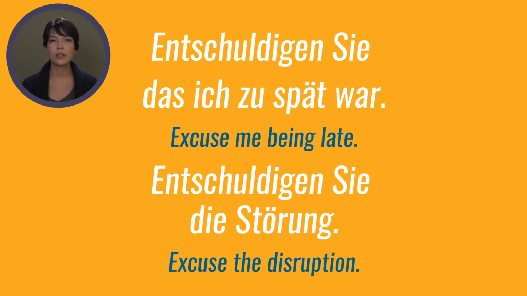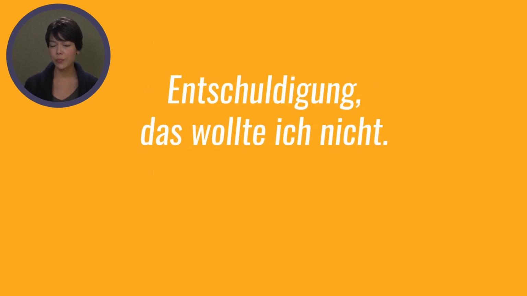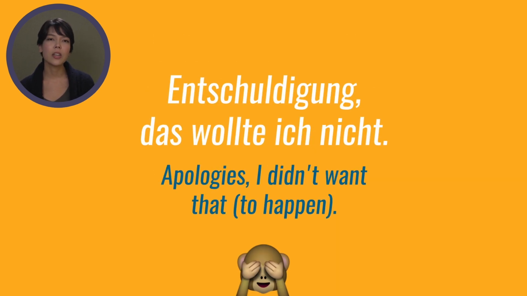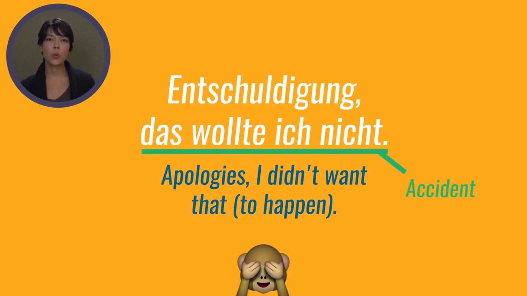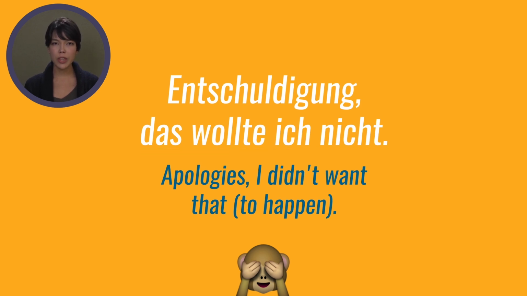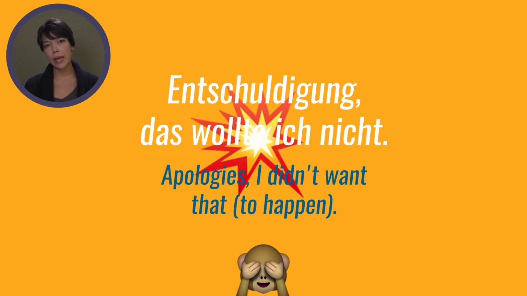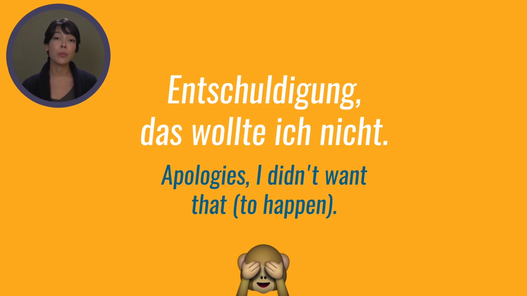Another common phrase is Entschuldigung, das wollte ich nicht, meaning apologies, I didn't want that to happen. This can be used in many situations, and the das wollte ich nicht implies that whatever you did was an accident. This phrase can be used for anything from apologizing for dropping a plate at home to apologizing to your boss for breaking your computer at work. It's usually used when your mistake was noticed by another person and that person makes you aware of what you did.